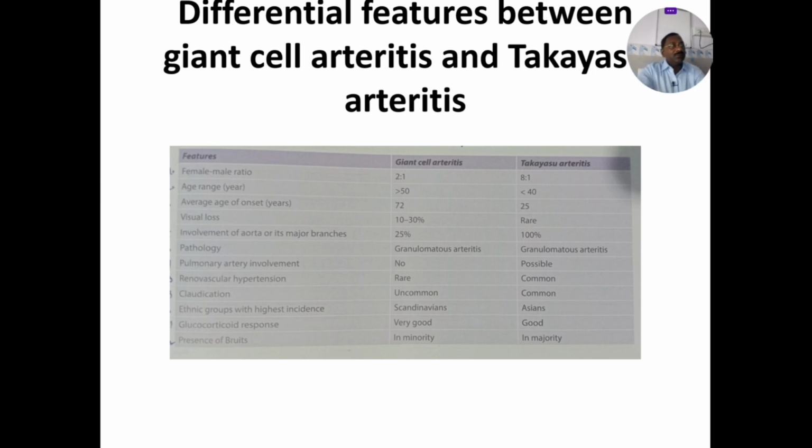Steroid response, very good in giant cell arteritis, good in Takayasu arteritis. Presence of bruits, more in Takayasu arteritis, very less in giant cell arteritis. That is the difference between giant cell arteritis and Takayasu arteritis.